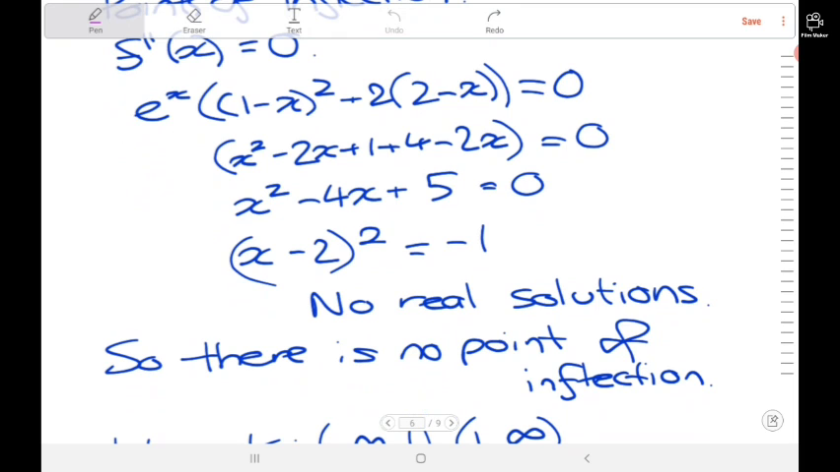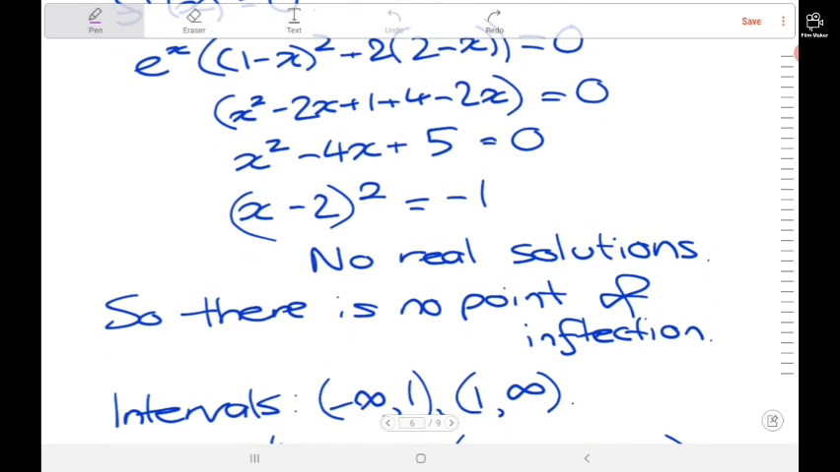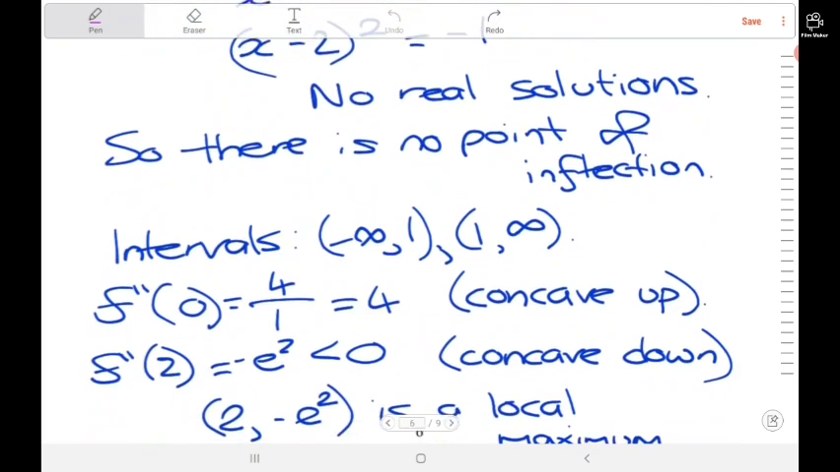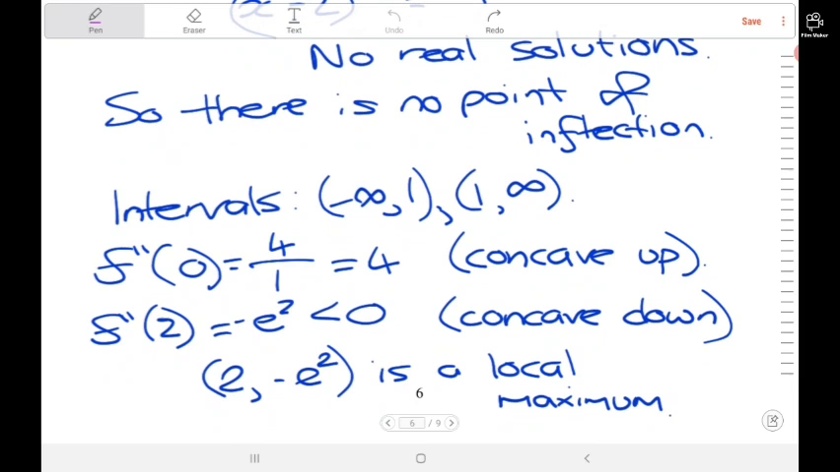So the only point at which the concavity of this curve could change is our vertical asymptote, which was at x equals 1. So that means we're interested in the intervals negative infinity to 1 and 1 to infinity. So we want to calculate the value of the second derivative at one point in each of these intervals.